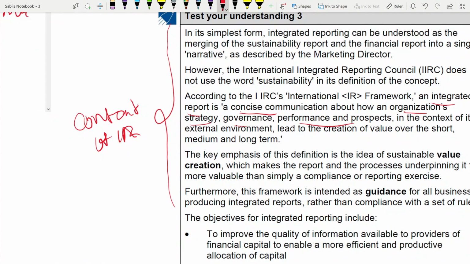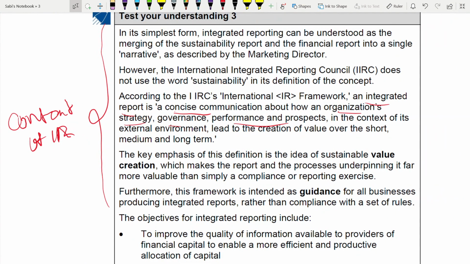Okay. So in this context, whenever you talk in terms of IR, first is that there is a concise communication regarding strategy, governance, and performance. Then you have to talk about the creation of value. Very important. Don't forget this. Has to be there. Creation of value over short, medium, and long term.